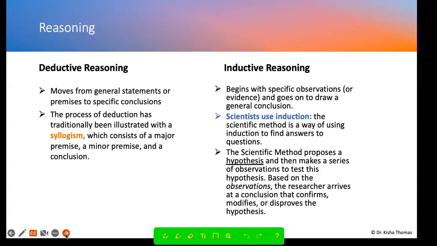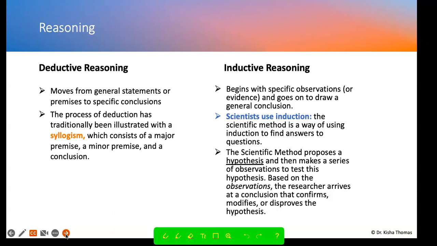Deductive reasoning moves from general statements or premises to specific conclusions. The process of deduction has traditionally been illustrated with a syllogism, which consists of a major premise, a minor premise, and a conclusion. Inductive reasoning begins with specific observations or evidence and goes on to draw a general conclusion.